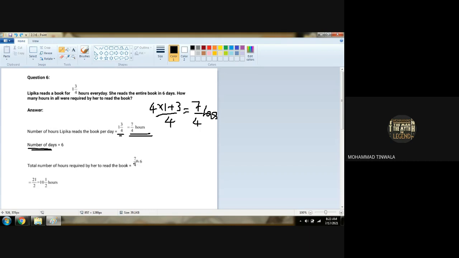4, 2 2s are 4, 2 3s are 6. So 7 3s are 21 upon 2. Now 21 upon 2 is a proper fraction. Is it a proper fraction? Yes, sir. Yes, very good.